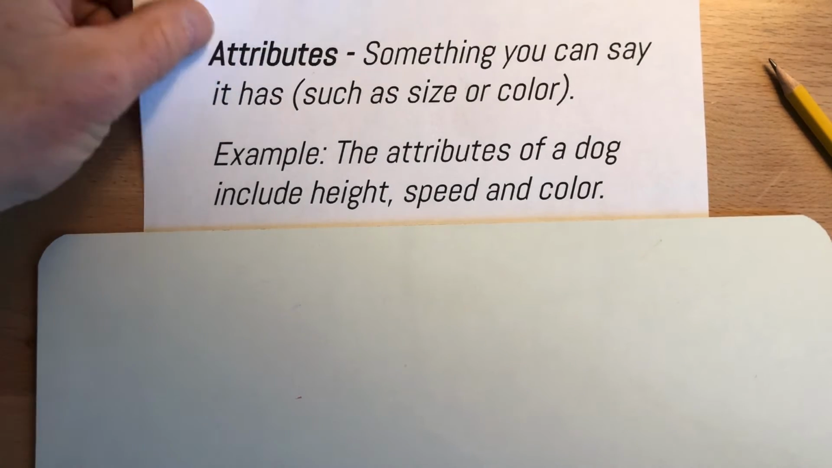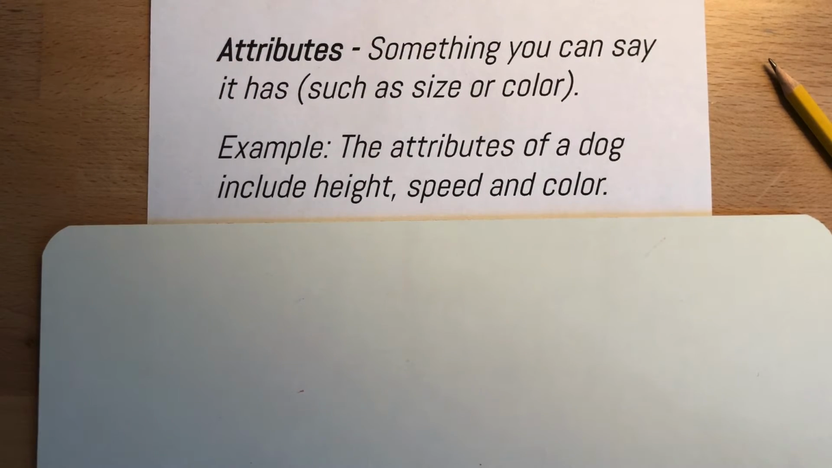When we talk about attributes of a shape, we can ask: how many sides does it have? Are they straight sides? Does it have right angles? Does it have perpendicular lines? Does it have parallel lines? Attributes are things that a shape would have, so we're going to do attributes of shapes.